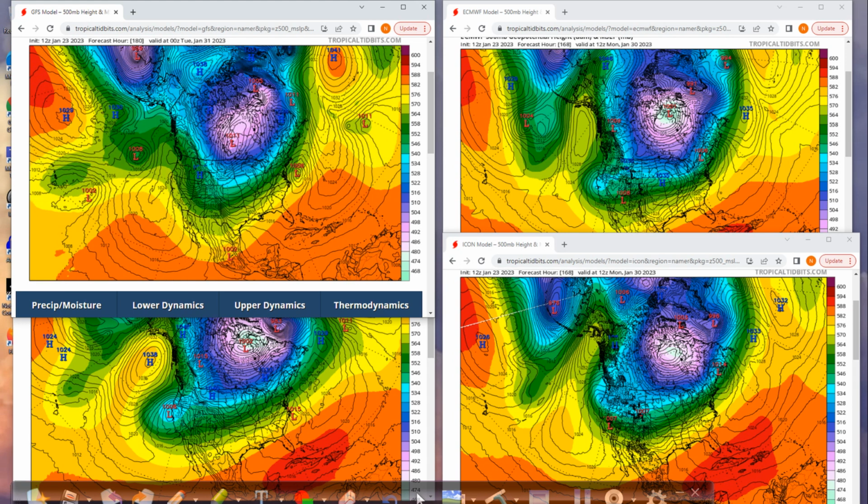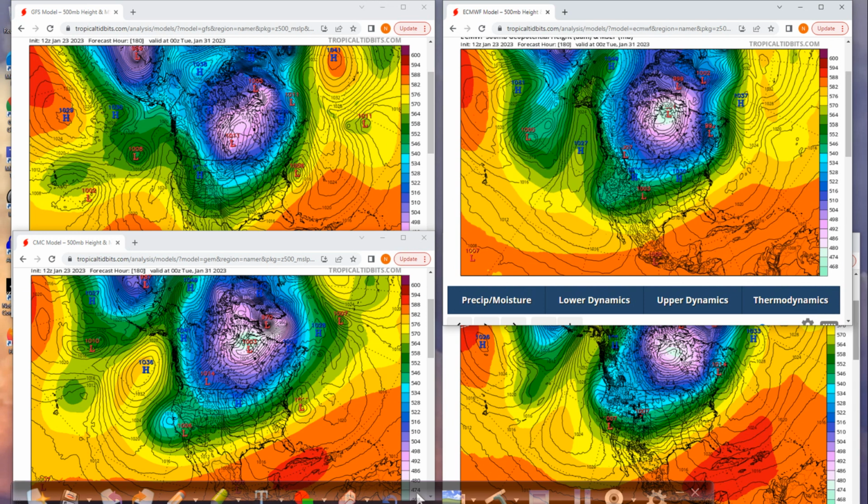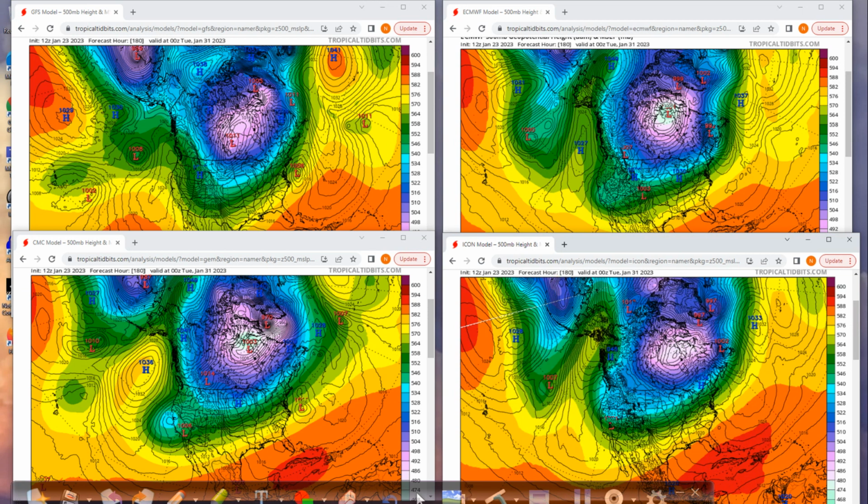All right, I'm going to go 12 hours to 4 p.m. on Monday, and I'm doing this because the German model here on the lower right only goes out to 180 hours, which is 7.5 days, I believe. And it still has the northwest firmly in this cold air.